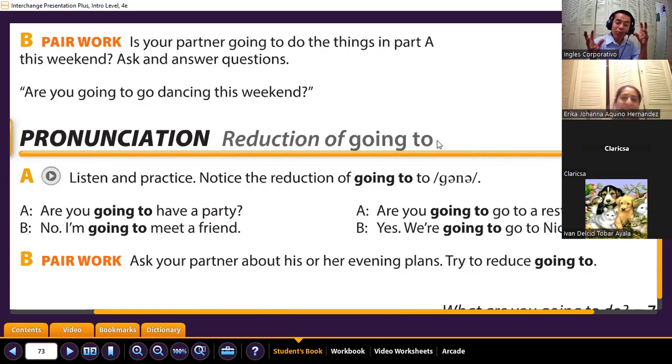Pero en inglés es más común y es más aceptado. Es decir, es más gramatical la función de reducir. Entonces, en lugar de decir going to, dicen gonna. Are you gonna go? ¿Sí? Vamos a intentarlo la última vez, Iván. We're gonna go to Nick's Cafe.